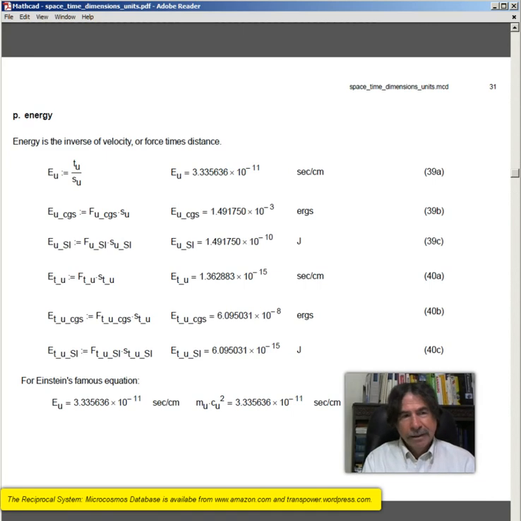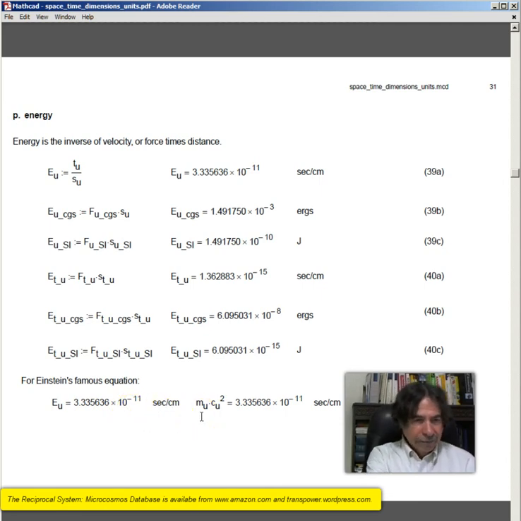Energy. It's the inverse of velocity, or force times distance. So you can see the second per centimeter value there, its joules value for both the time-space region and the time region. Here's Einstein's famous equation. The natural unit value of v is 3.335636 times 10 to the minus 11 seconds per centimeter.